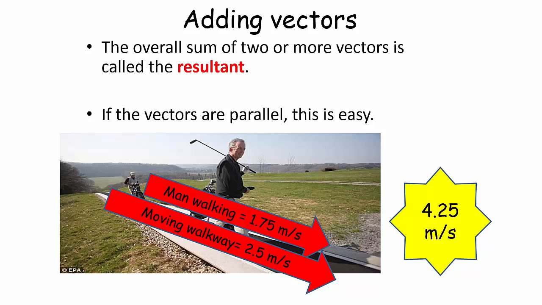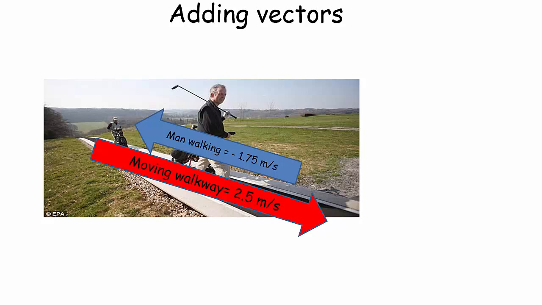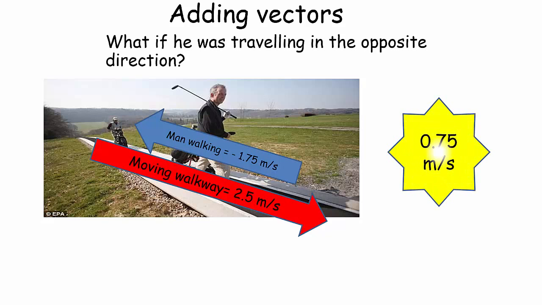The best way to check if we understand this would be to see what would happen if the man travelled in the opposite direction. We picked right as our positive direction, so if the man was walking to the left, he would be travelling with a velocity of minus 1.75 meters per second. We still add the vectors together. If we add 2.5 to minus 1.75, we find that he seems to be moving past us with a velocity of 0.75 meters per second. The number is still positive, which means he must be moving to the right, but he seems, relative to the person who's not on the walkway, to be moving much less quickly.